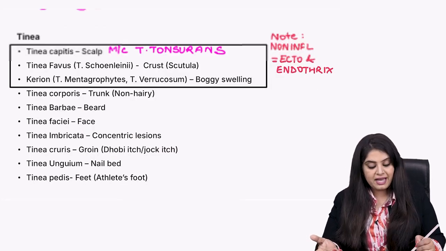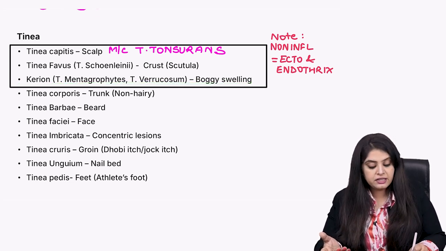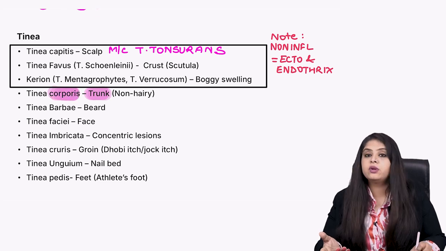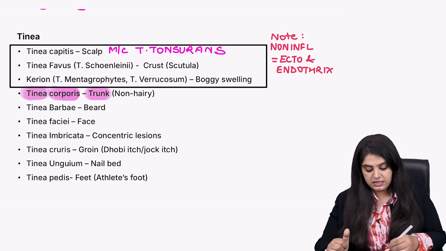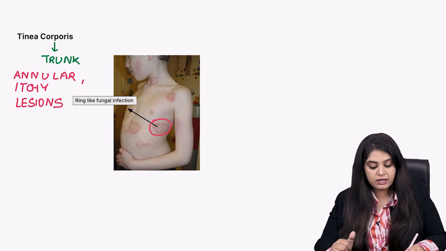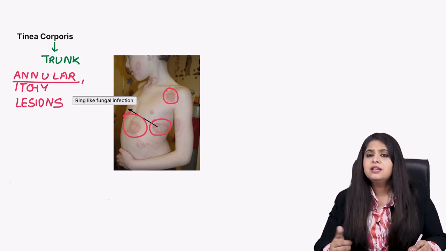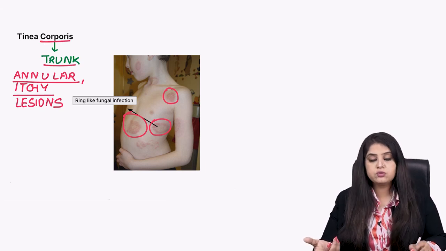Now coming all the way back, we are done with the scalp, we move on to the trunk. If the tinea occurs in the trunk, it is known as corporis. Trunk does not have hair. The corporis, non-hairy part, that is known as tinea corporis, as you can see over here. In this patient, you are seeing these ringworm kind of round annular lesions. It's a fungal infection, so the patient will say I'm having a lot of itching, and corporis refers to trunk.